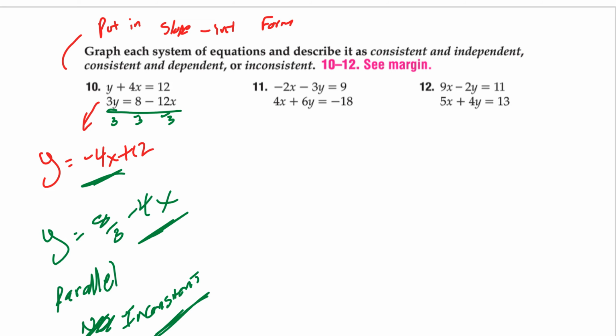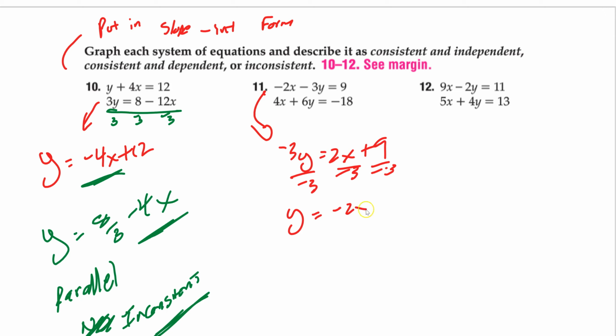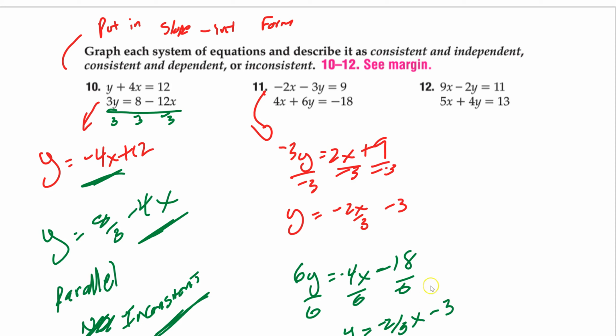Again, we can do the same thing with all these. I go right here and just put it in slope-intercept form. Solve for y, so add the 2x to both sides. Divide by -3. You get y equals -2x over 3 minus 3. Do the same thing with the next one. Subtract the 4x from both sides. Divide by 6. And y equals -2/3 x minus 3. Hey, they're the same line. So these are dependent. They have infinitely many solutions. They're the exact same line.